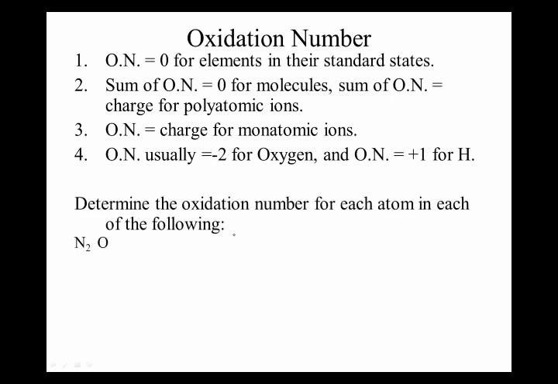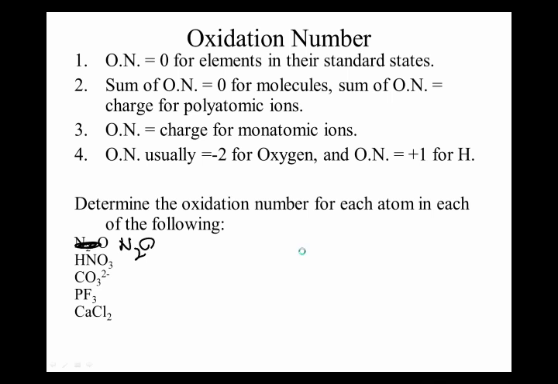Okay, so let's work on these examples. And this is supposed to be all one thing. I don't know why it didn't come out that way. So it should be N2O. Okay. Oops, there we go. So take a moment and I want you to figure out the oxidation number for each atom in each of the following. Okay?